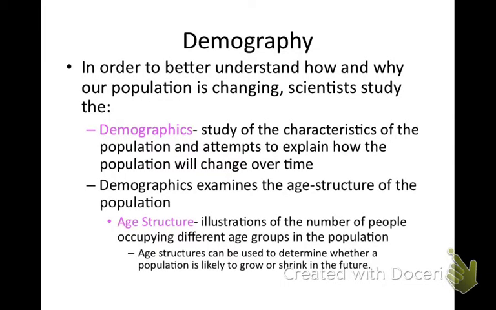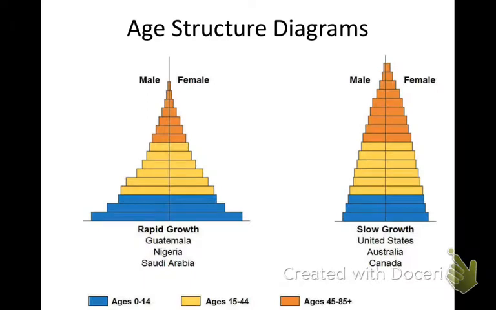Okay, and so what people who study demography do is they examine what's called the age structure in order to predict how that population will change in the future. An age structure is the number of people occupying different age groups in the population. Basically, you want to know how many young people there are, how many older people there are. Based on that information, you can look at whether that population should be shrinking or growing in the future.